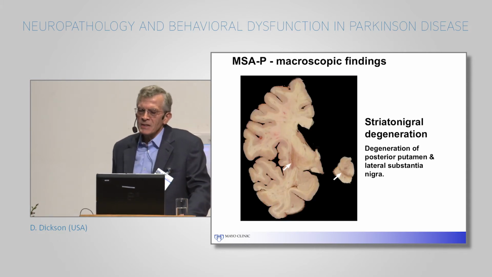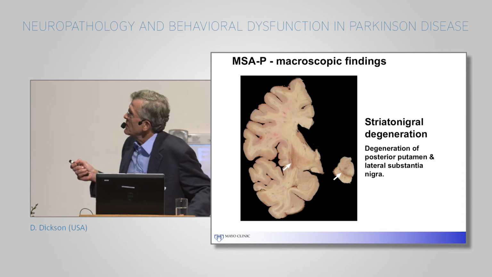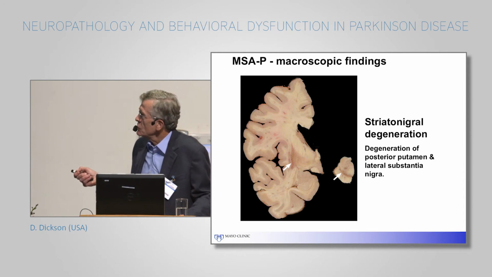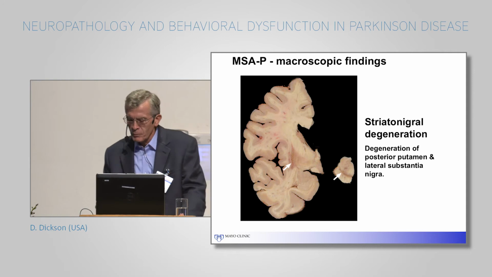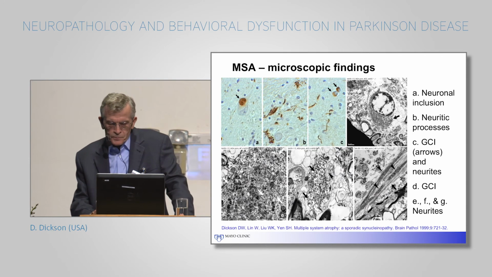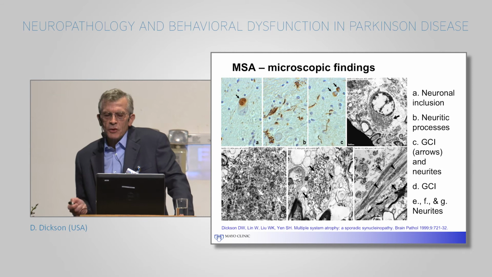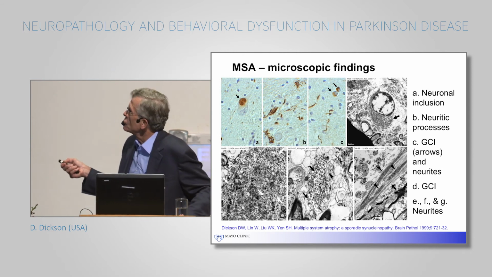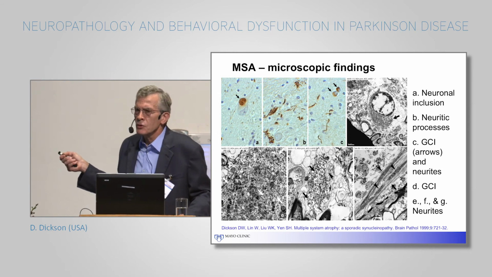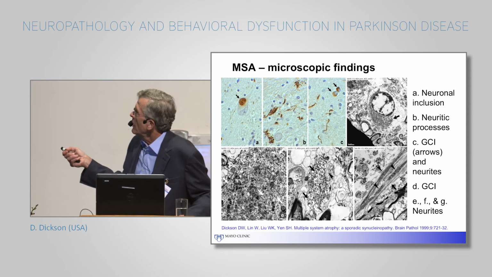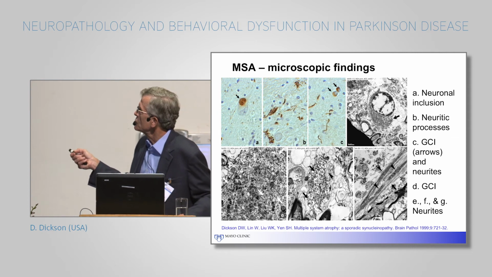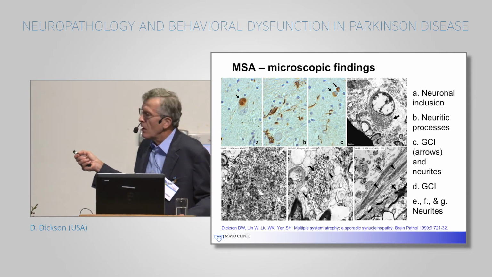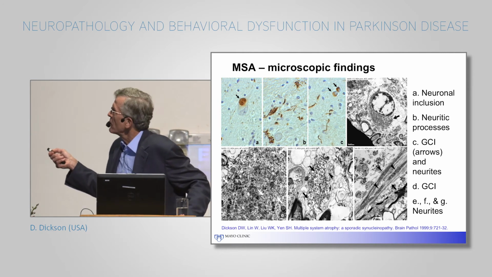The most common findings with macroscopic examination in MSA with Parkinsonism is degeneration of the putamen, the posterior and lateral putamen, and the substantia nigra, where there's severe loss of pigment. The hallmark histologic feature is the glial inclusion, what are referred to as glial cytoplasmic inclusions described by Papp and Lantos, originally with ubiquitin and then subsequently shown with synuclein immunohistochemistry. These are filamentous aggregates of alpha-synuclein in oligodendrocytes.